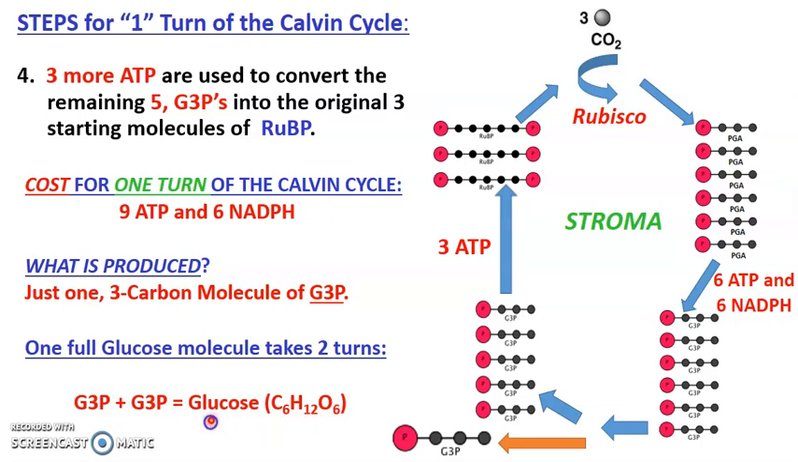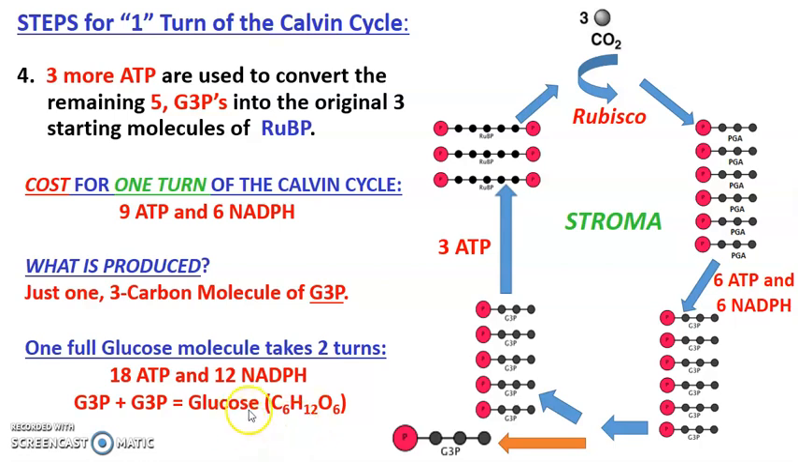So that means to make glucose, it's going to take 2 turns, not just 1. 2 turns of the Calvin cycle in the stroma to produce 1 6-carbon sugar of glucose. So that means these numbers up here have to be doubled. So every glucose is going to cost us actually 18 ATP and 12 NADPHs to make 1 6-carbon glucose.